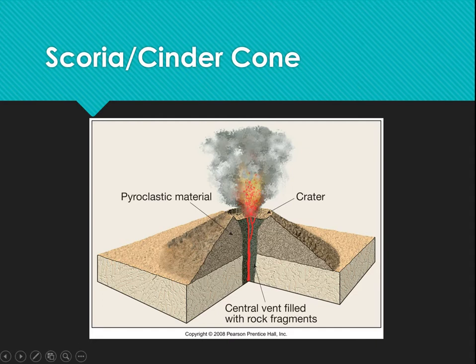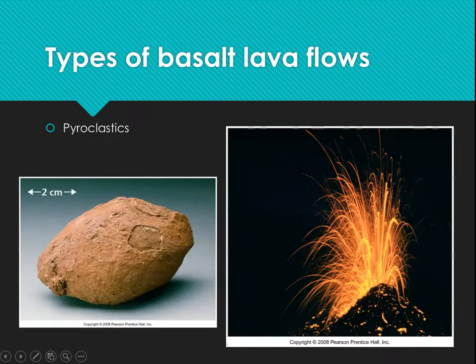So that material getting thrown up in the air, we call pyroclastic material. Pyroclastics can be those tiny little cinders, pea size to walnut size, all the way up to blocks and bombs. And I'll show you some examples of volcanic bombs in class because they're pretty cool. But some really big stuff actually gets thrown out of the volcano sometimes.